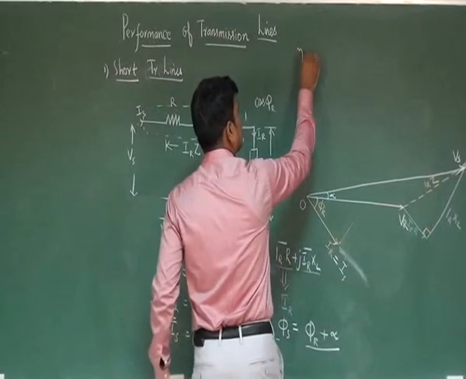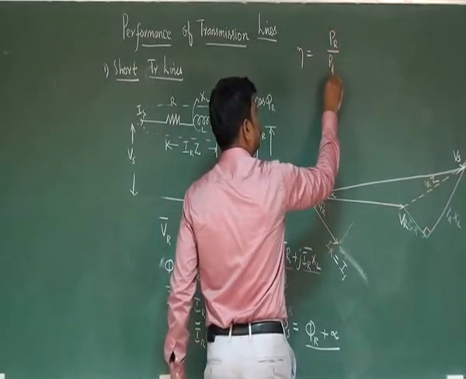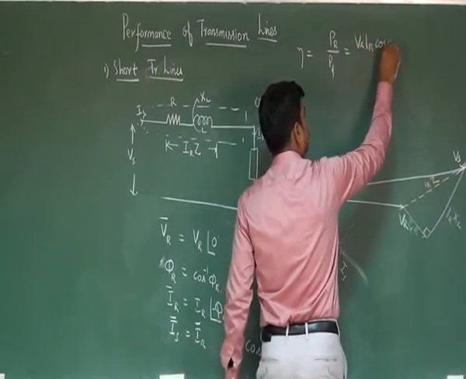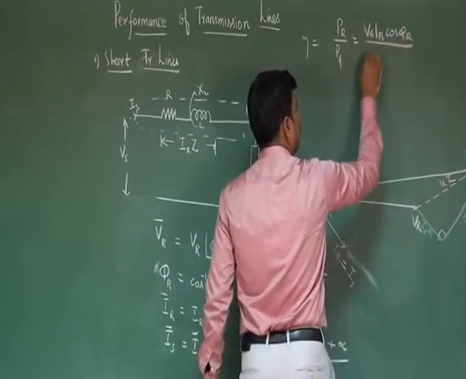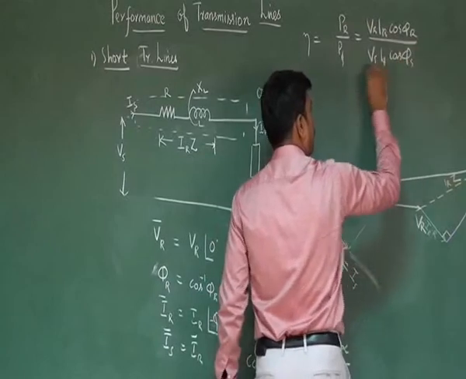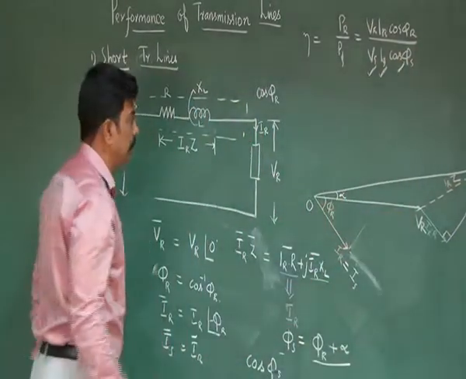That is, efficiency is receiving end power divided by sending end power, that is Vr Ir cos phi r divided by Vs Is cos phi s. So these three values are easily obtained from the vectorial representation.